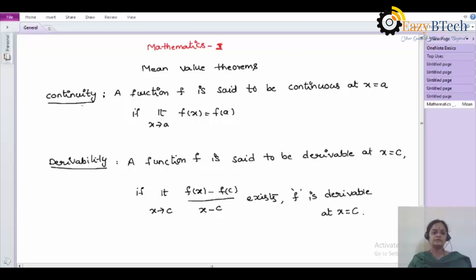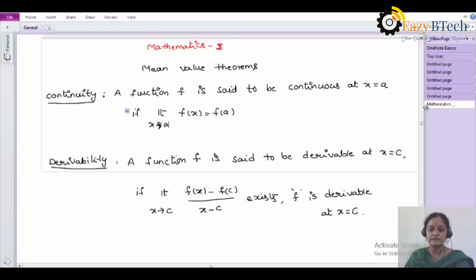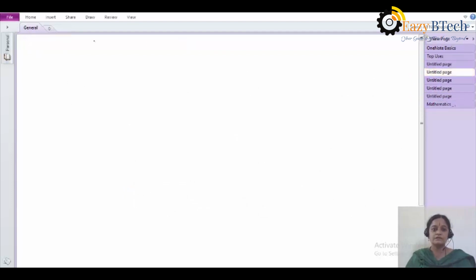So this is the continuity definition, students. Limit x tends to a, f of x is equal to f of a is the continuity, and for derivability, limit x tends to c, f of x minus f of c by x minus c exists. So now coming to Rolle's theorem.